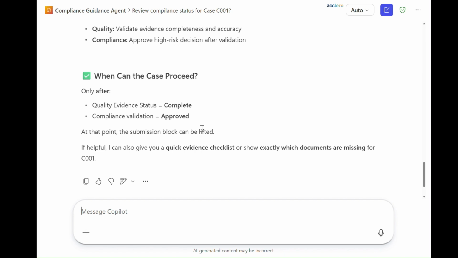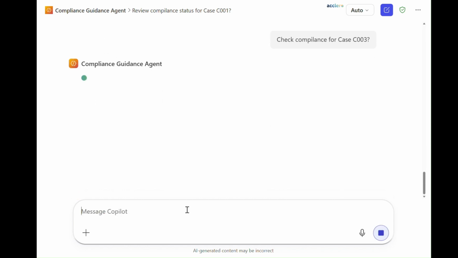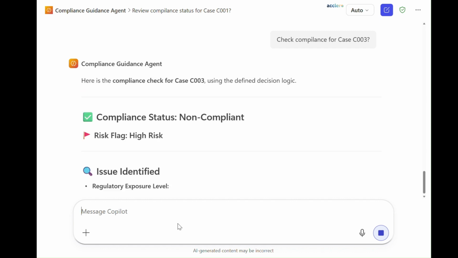Let us go to the third use case for this agent, which is inconsistency handling. Let us give the prompt: check compliance for case C003. The agent identifies inconsistent documentation and flags it as a compliance risk.